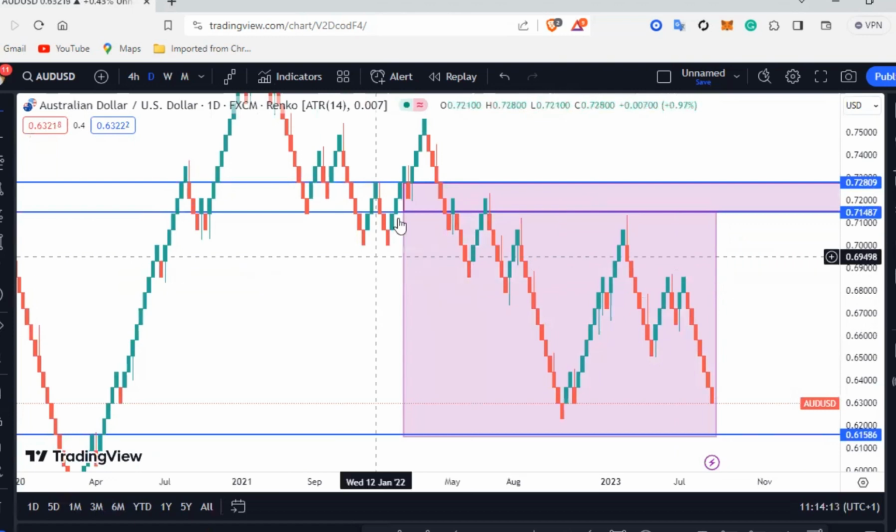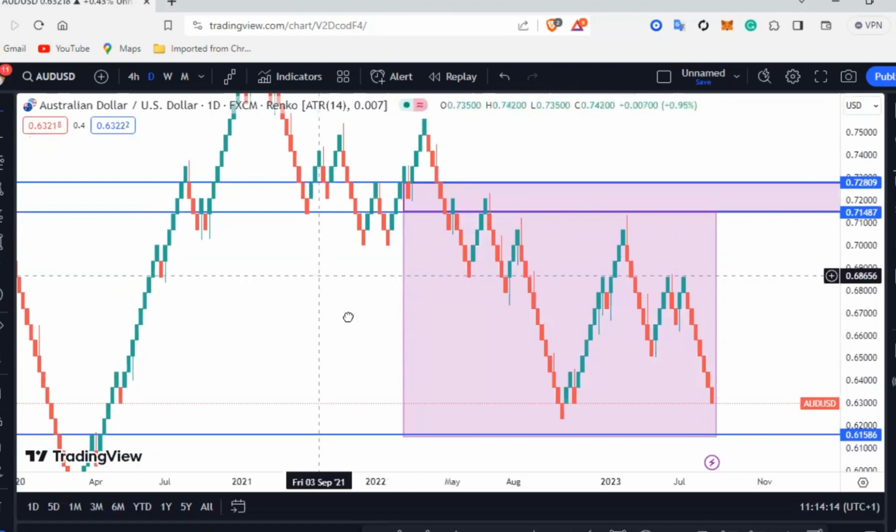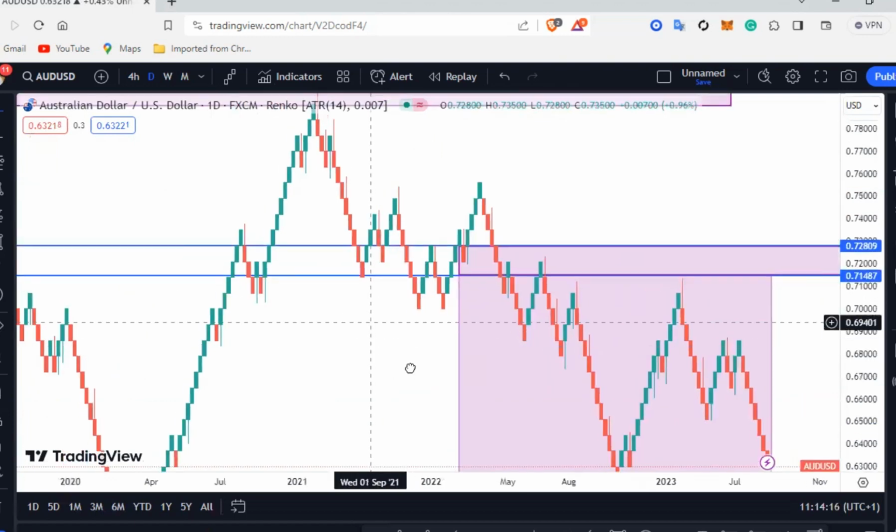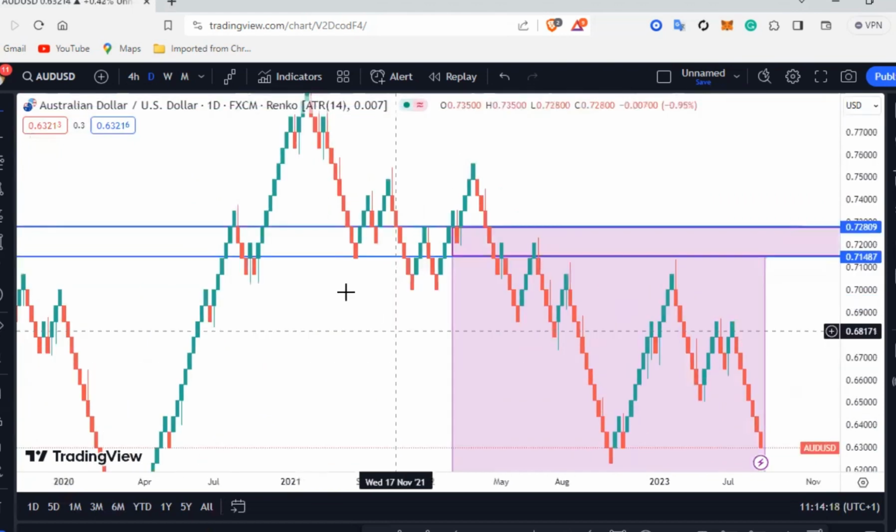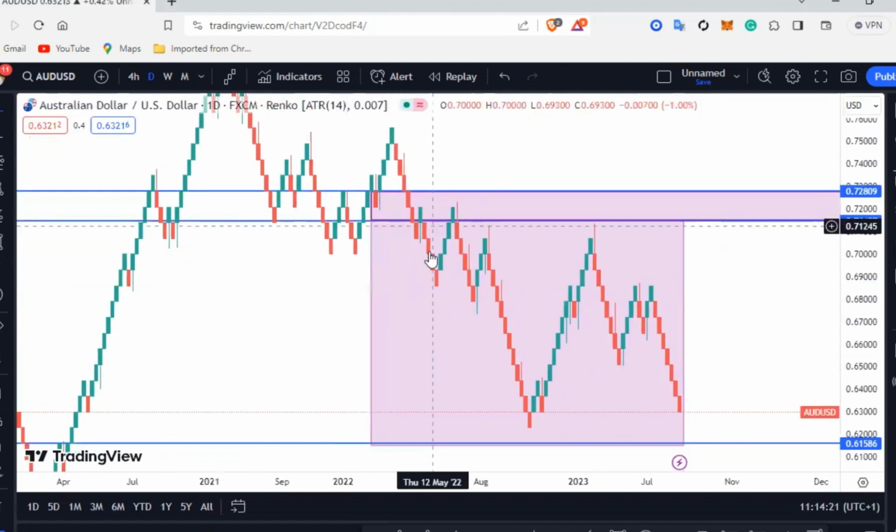So how do you use this to trade? Number one, it is easier to spot support and resistance levels with the Renko bars. It's very easy to spot them. So the moment you have been able to spot your support and resistance level, you plot them like I've done here. All you need to do is to wait for a full candle to form in the direction of your bias, and then you start trading.